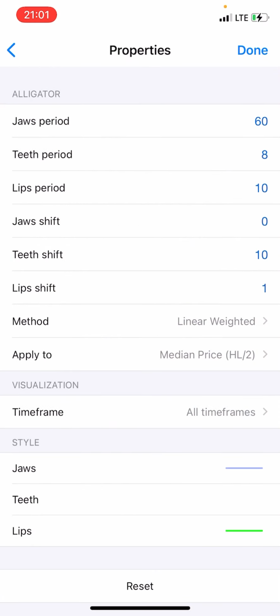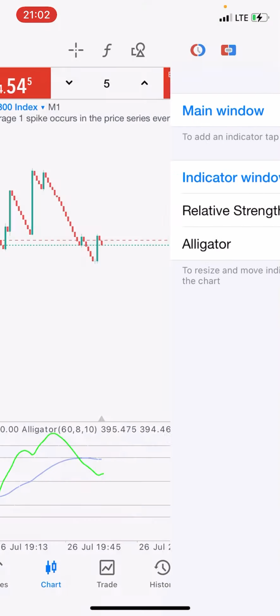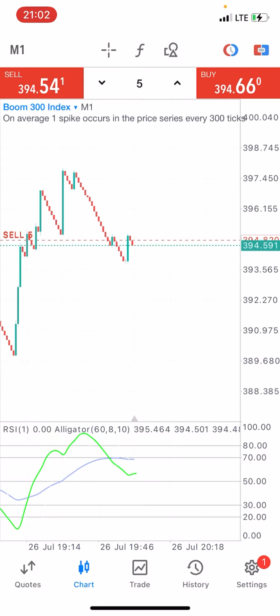The jaws period is 60, teeth period is 8, lips period is 10, jaws shift is 0, teeth shift is 10, lips shift is 1, method is linear weighted, apply to median price, time frame, all time frames. For the jaws I used purple, the teeth I used white, and the lips I used green. Once you're done, you click on done, you go back to the chart and wait to scalp or to catch spikes.